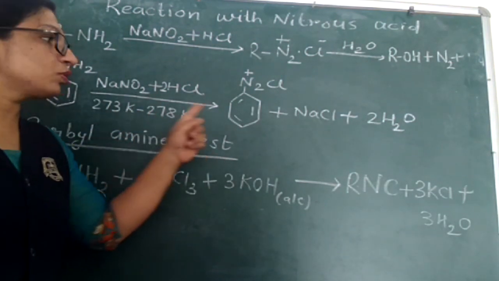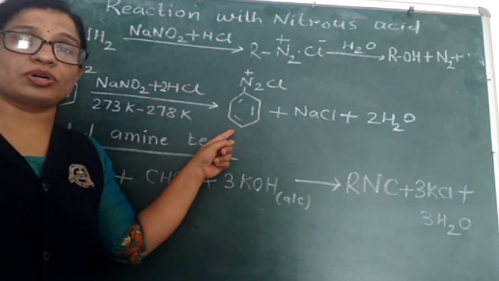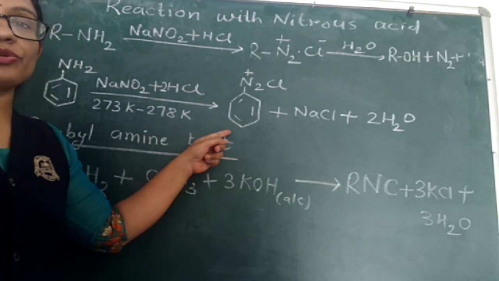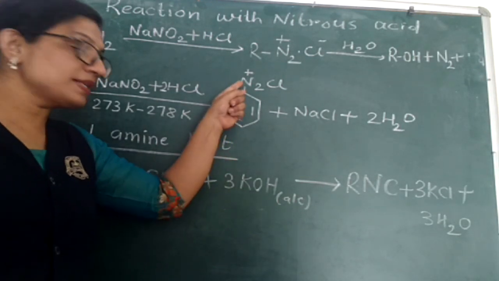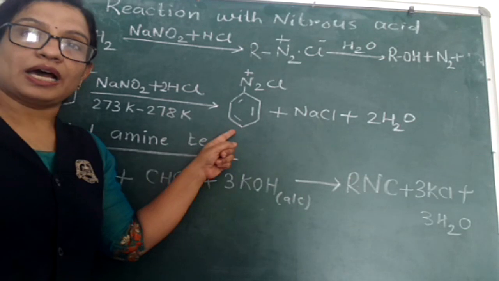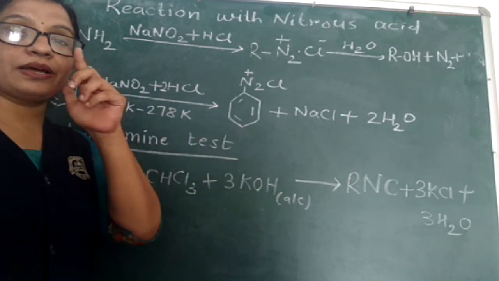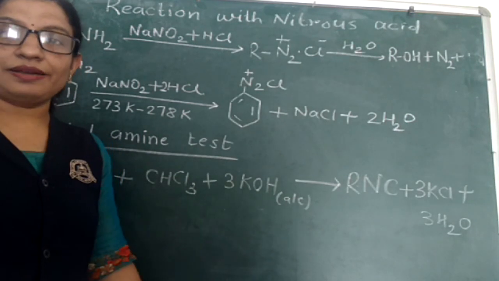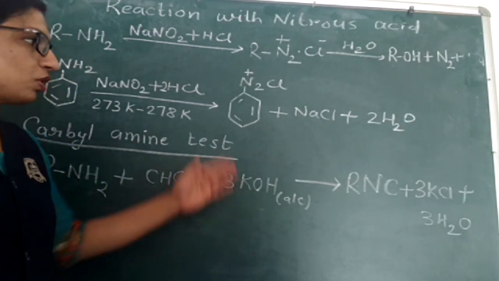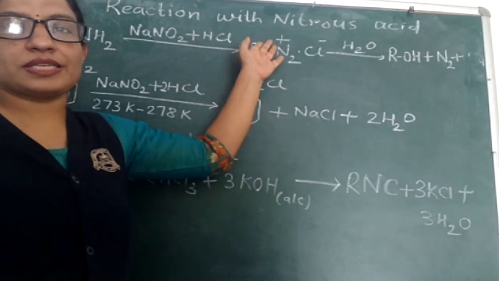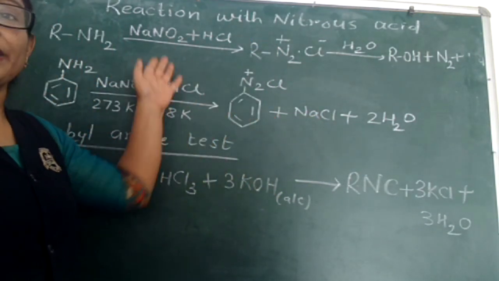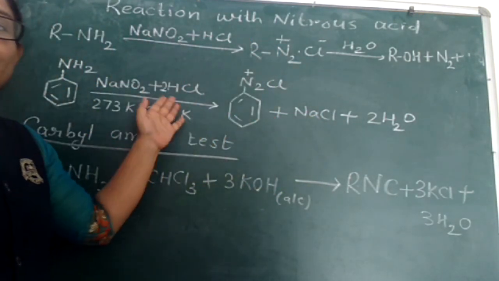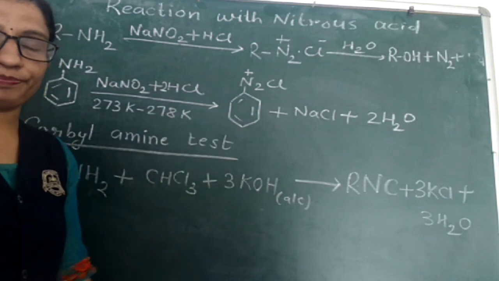And here also diazonium salts are formed. But here the diazonium salts are aromatic, as the nitrogen atom is bonded with an aryl group. And aromatic diazonium salts are comparatively more stable than aliphatic diazonium salts. These are the side products. So this is the reaction of primary aliphatic and aromatic amines with nitrous acid.